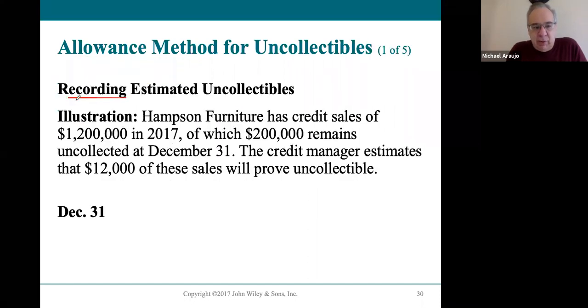So here's what they do. This is a good illustration, and you'll see this type of illustration on your homework as well. A furniture company, Hampson Furniture, has credit sales. So this is an interesting term because I don't think it's been used before. A credit sale is simply a sale of merchandise on account.